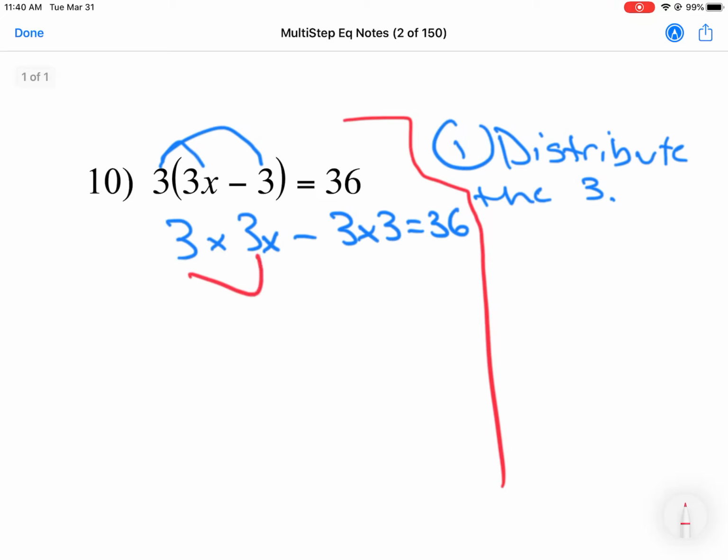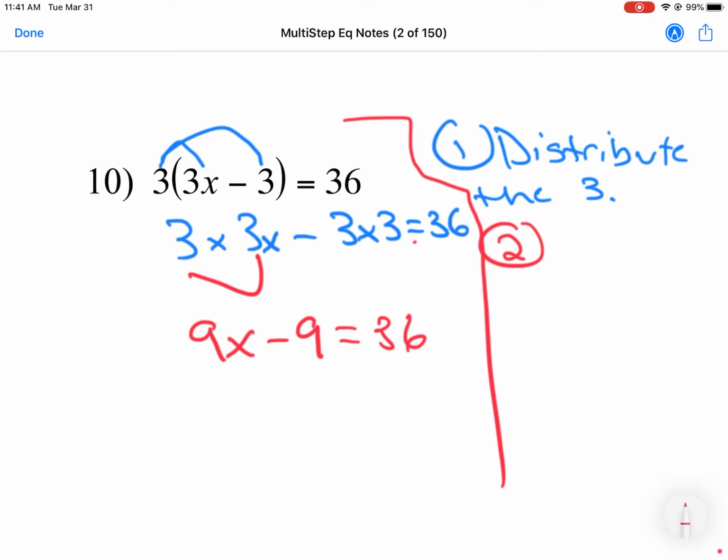Alrighty. So we distributed. Now let's simplify that step, shall we? 3 times 3x. Well, 3 times 3 is 9. Bring down your x, so 9x. Bring this minus sign down. Then you have 3 times 3, which is also 9. And that all equals 36, because that's what's up here. This all equals 36. So that's not really changing. Sound good? So step 2, like we did before.